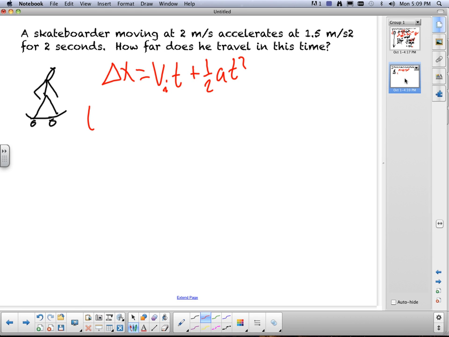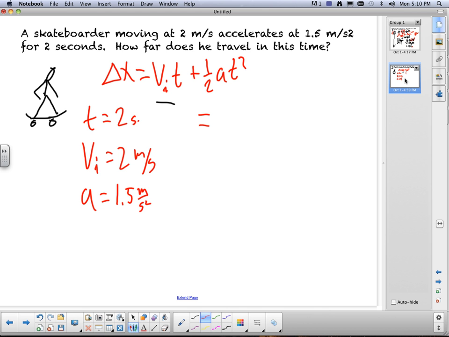Let's write down what we have. We have t equals 2 seconds, initial velocity equals 2 meters per second, and acceleration equals 1.5 meters per second squared. Given that, we cannot get rid of this term in the equation, so we're going to have to use the whole thing.